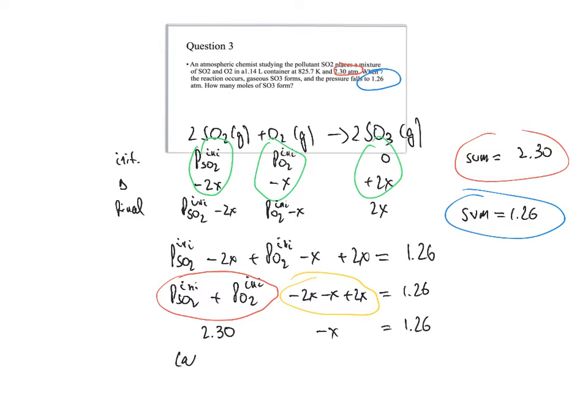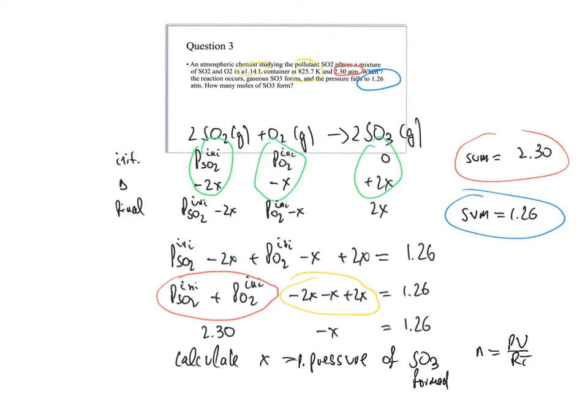Now what you can do is calculate x, which is the partial pressure of SO3 formed. And then we know we can convert this partial pressure into moles. And in order to do so, of course, we need the volume, the temperature, and the pressure. So pressure, volume, and temperature are all given, and then you can just simply calculate the moles using the ideal gas law.